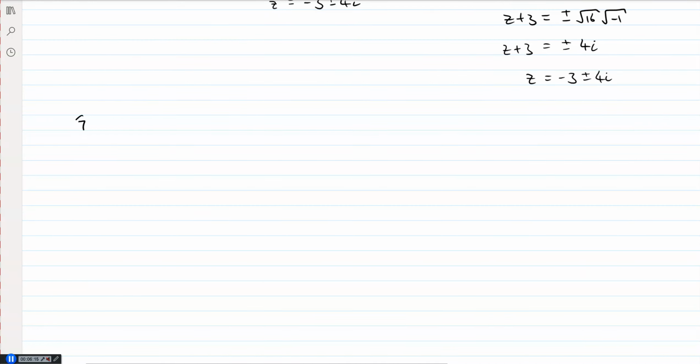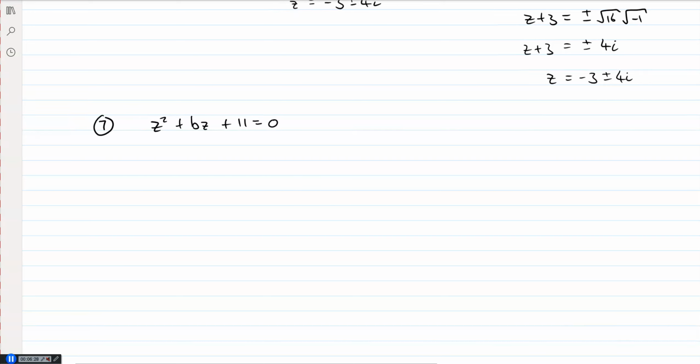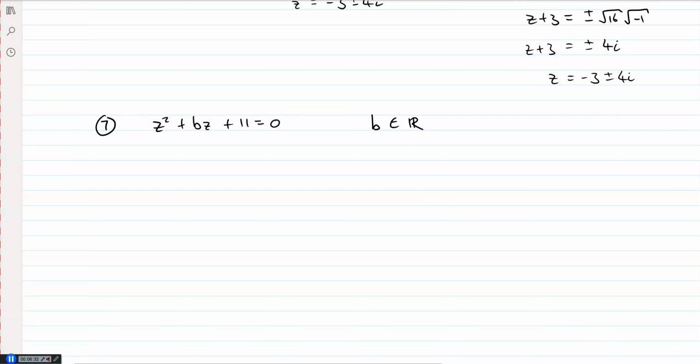So this one was just asked slightly differently. So the equation z squared plus bz plus 11 equals 0, where b is a real number. That's all this means, b is a member of the real numbers. Hopefully you remember your set theory. Has distinct non-real complex roots.